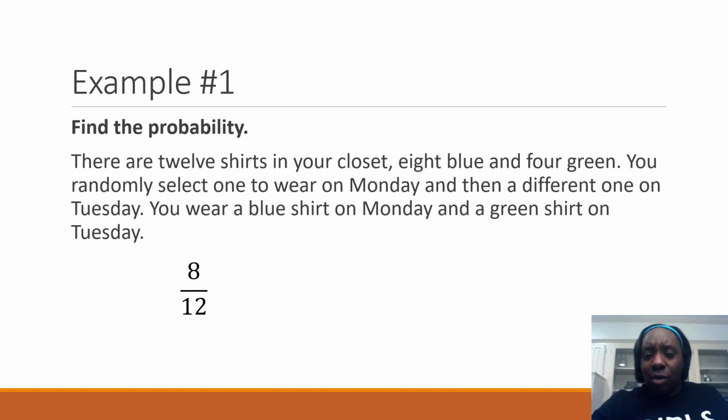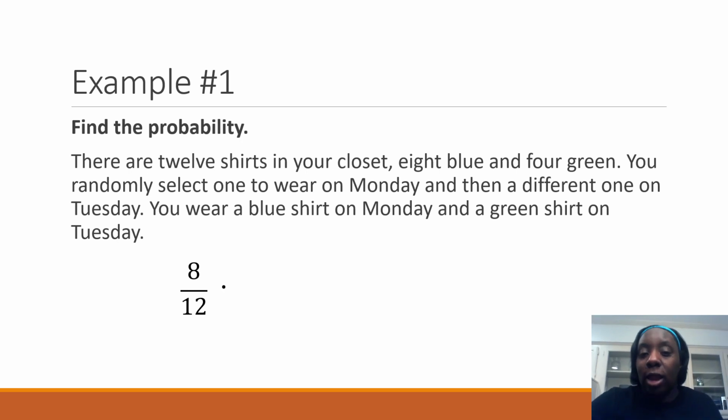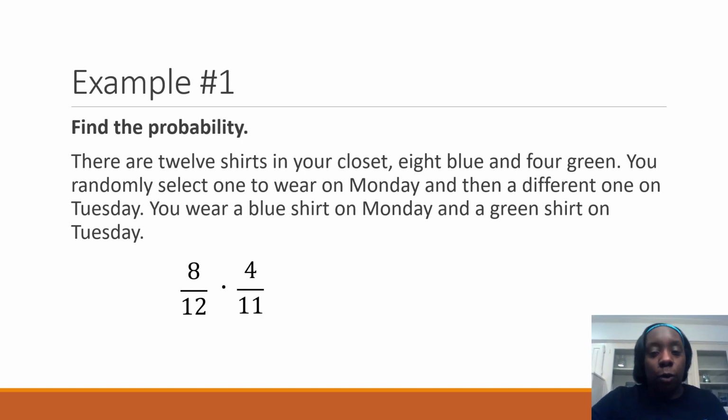We need a second fraction. Where is the second fraction going to come from? The probability the next day, Tuesday, I need to get a green shirt. Well, I've already worn the blue shirt, and they didn't tell me to put it back in my closet because it's funky. I need to put it in dirty clothes. So I don't have 12 shirts in my closet anymore. I have 11. But the green shirts still remain 4 because I didn't touch the green shirts. So my next fraction is 4 out of 11.